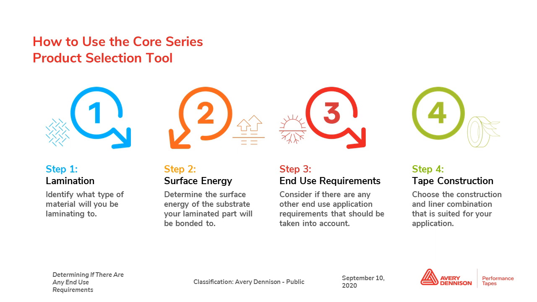We're just going to do a quick overview of the course series tool and how it works. It's designed to walk you through the tape selection process. Step 1 being lamination, understanding what we'll be laminating to. Step 2, understanding the surface energy that the part will be bonding to. Step 3, considering end-use requirements, which will be what we're covering today. And step 4, choosing the construction and liner combination that will be most friendly for the manufacturing process and in the application.